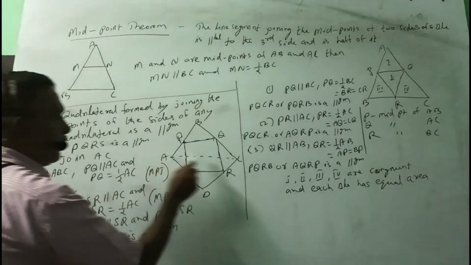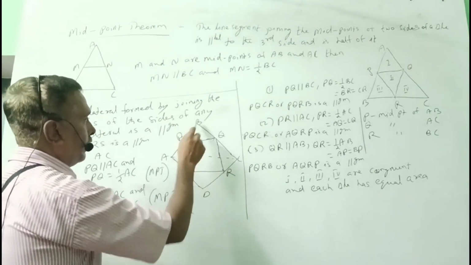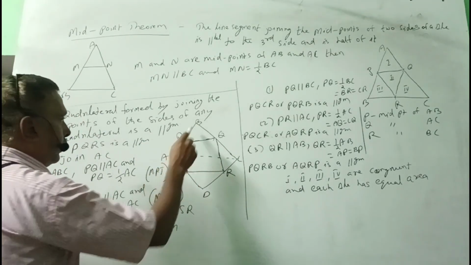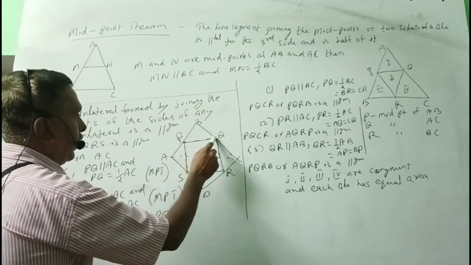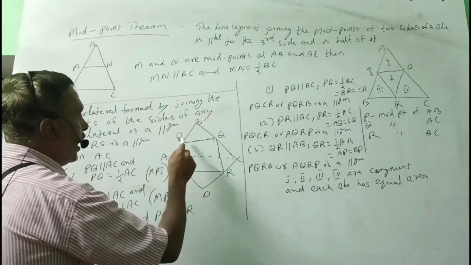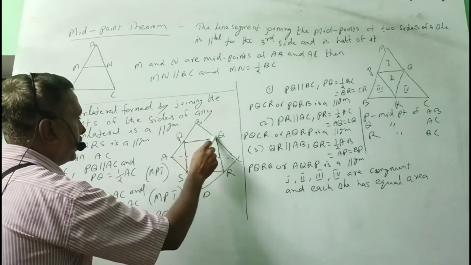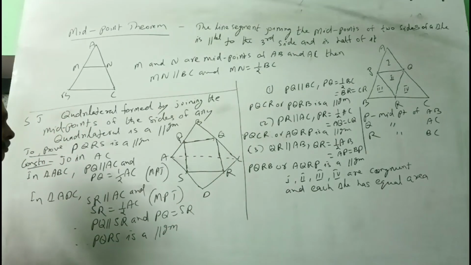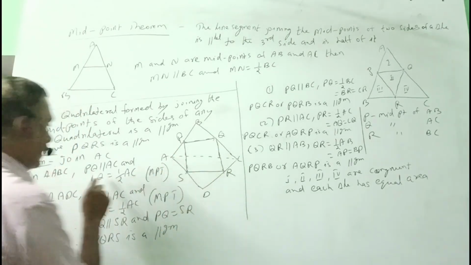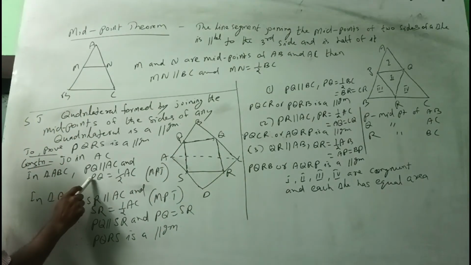Very simple. Join any one of the diagonals. I joined AC, you may join BD also. If this diagonal is joined, then you can see in triangle ABC, P and Q are midpoints. So PQ is parallel to AC and PQ is equal to half of AC. That is the midpoint theorem used here.